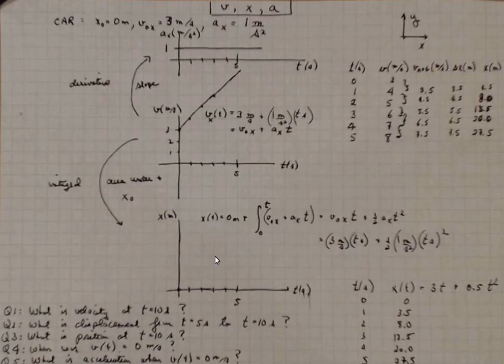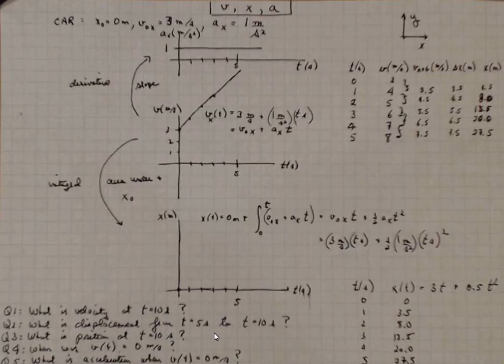for x of t. So here are some questions for you. For this particular scenario, with the values that we've assumed here, what is the velocity at t equals 10 seconds? What is the displacement from t equals 5 to t equals 10? There's a couple of different ways of doing this second one. Number 3, what is the position at t equals 10?